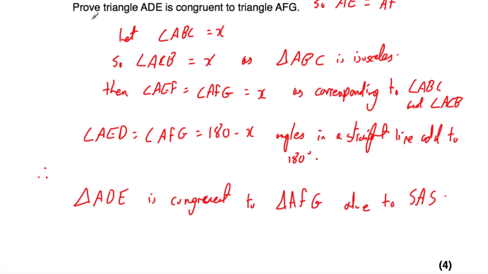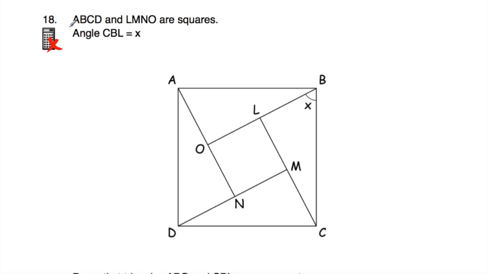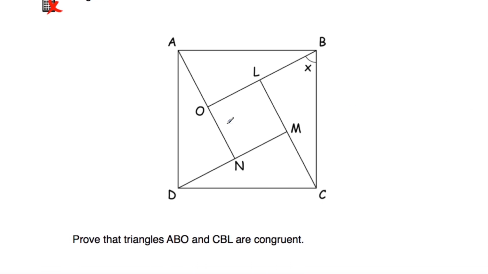And that's it. Okay, and let's have a look at our last question, question number 18. Okay, so question number 18, we're told that ABCD and LMNO are squares. So we've got a big square and then this smaller square. And angle CBL is equal to x degrees. And then if we go on down, we've been asked to prove the triangle ABO, so this triangle here, and triangle CBL, so these two triangles here and here, are congruent.